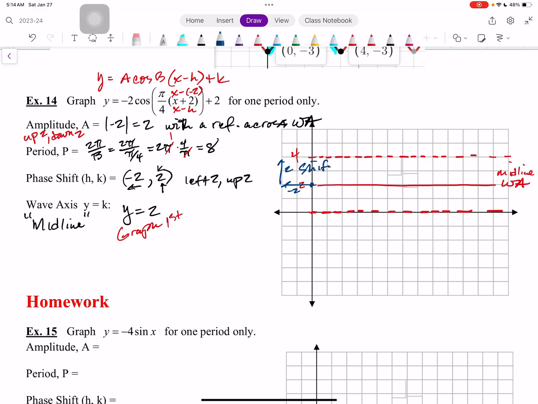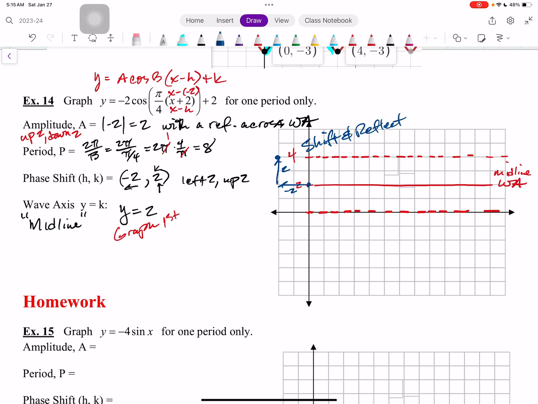So I'm going to shift and reflect. Let me write my thinking up here: shift and reflect. This is method number 1. I go left 2, up 2, plot a point, but you have to reflect it because A is not positive 2, it's -2. So this cosine function does not start at -2, 4. You have to reflect it, so it really starts here.